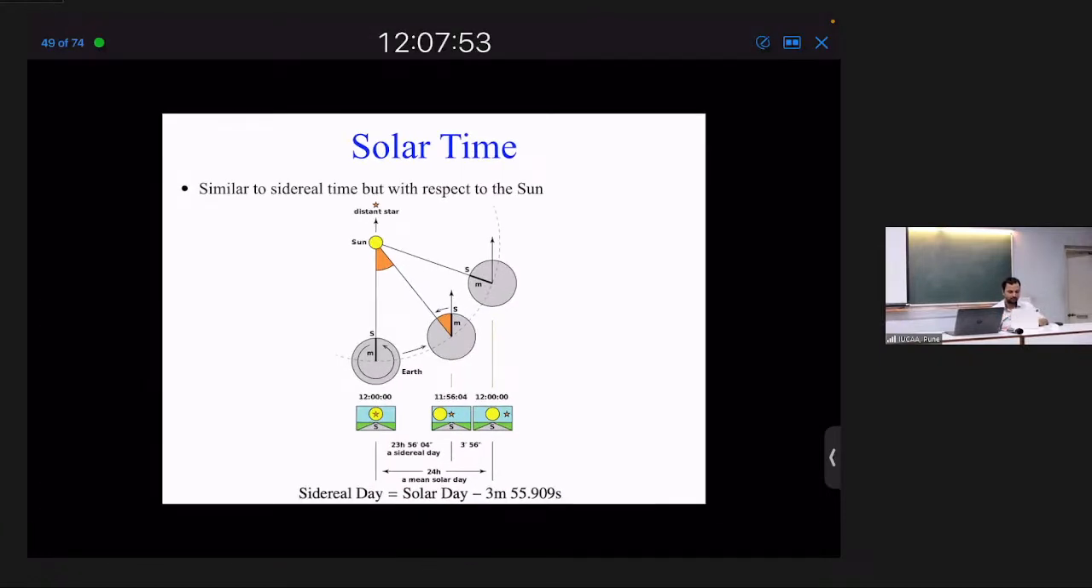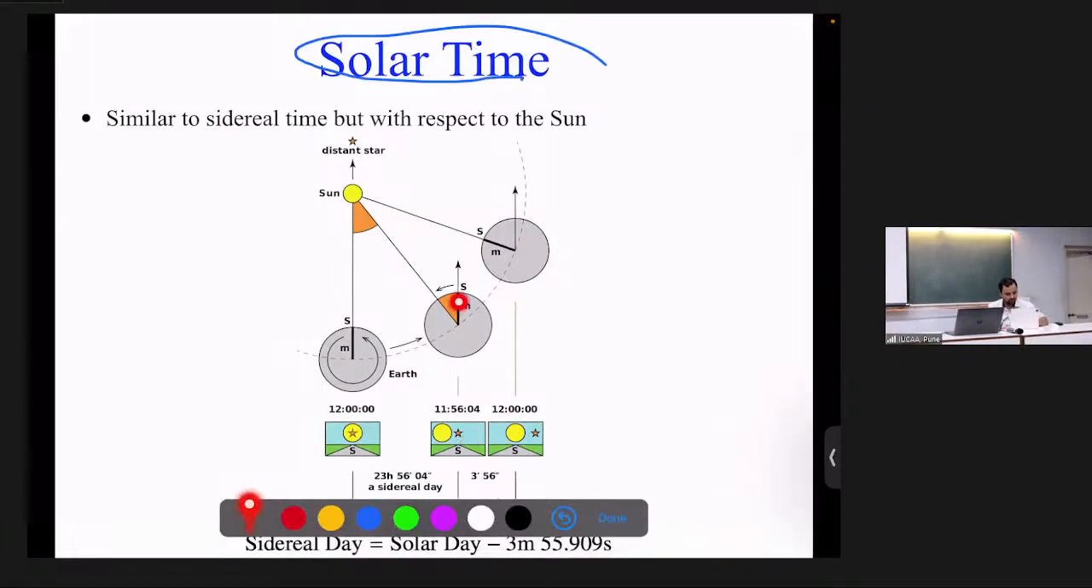Okay, so here you see what is happening in this case. You see the distant star, the sun, and the earth. In the first photo at 12 o'clock, say noon, the star and the sun are both at the same position. Fine. Now, the next day, if I look at the same star, after some time, you look at the star again. Since the star is so far, the star will appear at the same position. But since the sun is nearer, the sun will not reach the center by then. The sun will reach the center after slightly more time.